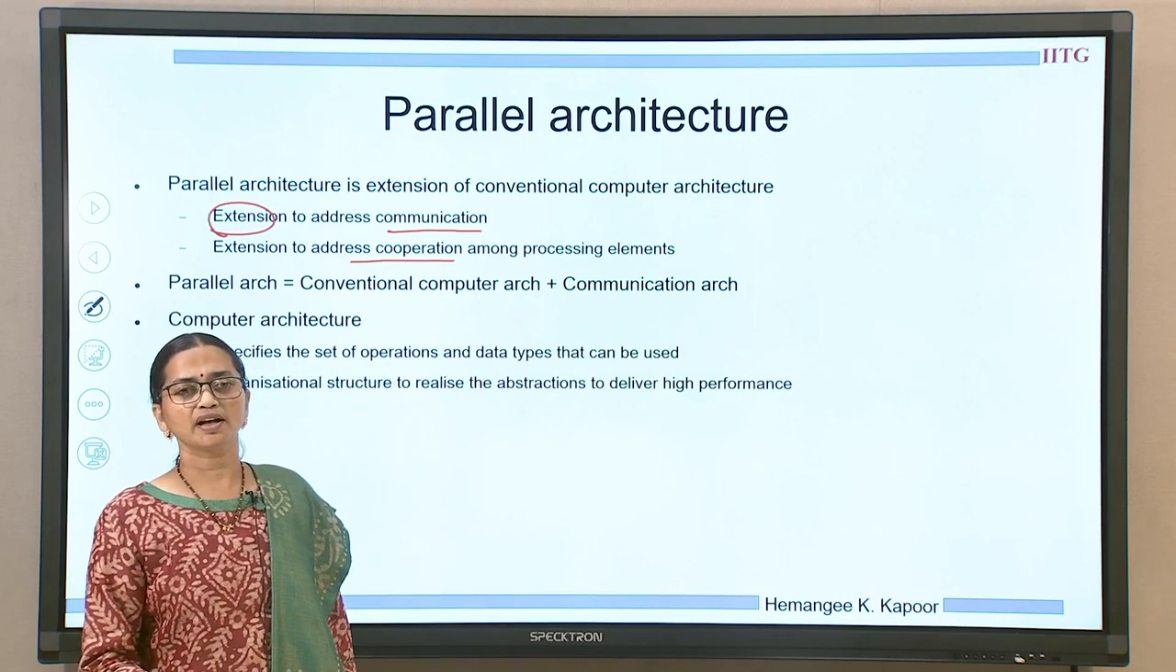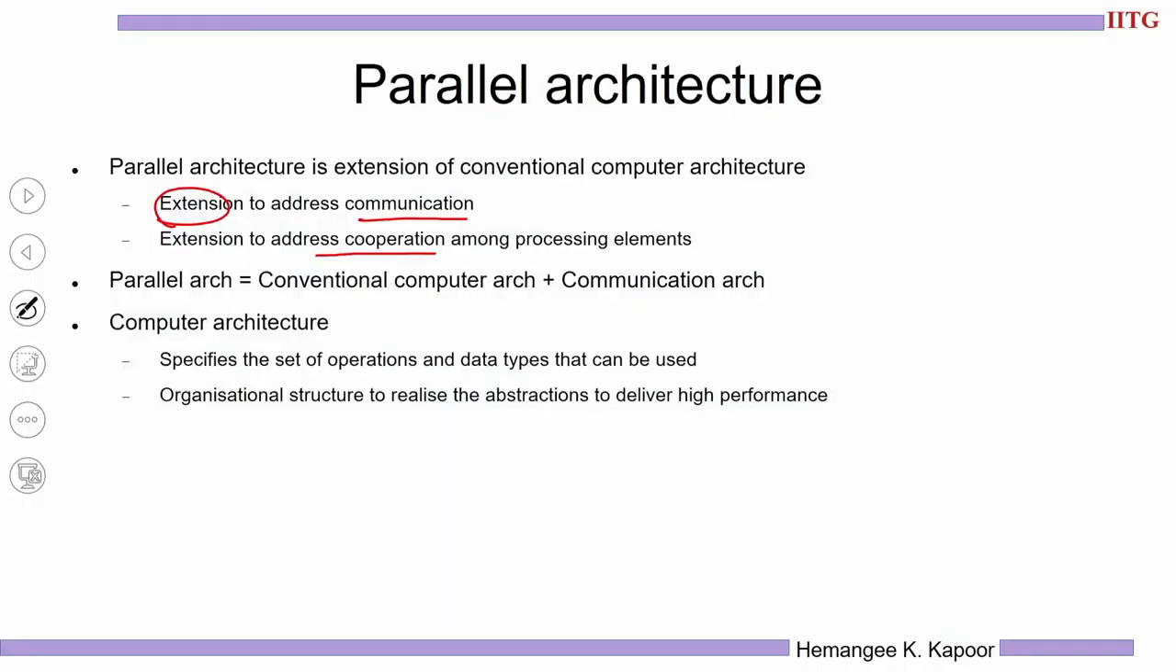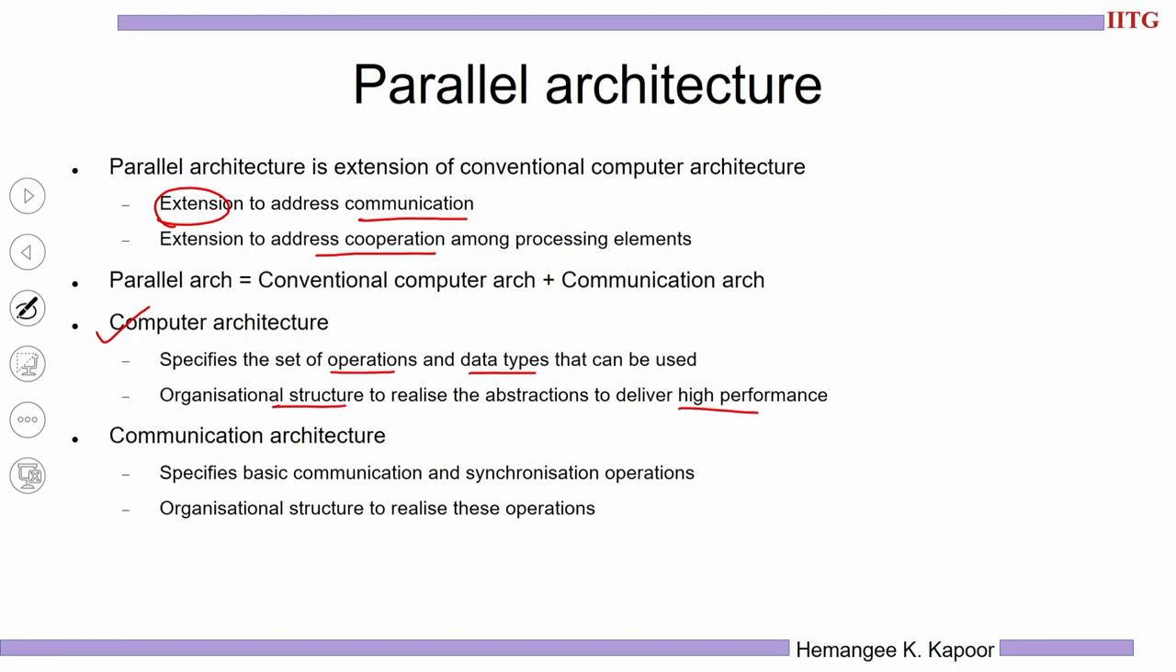So what is conventional computer architecture? What we understand is an ISA and a well-organized system. What essentially does it give us? A set of operations and data types on which we can operate, and then an organization structure which helps us run programs in a high performance manner. So we need to deliver high performance. Conventional computer architecture is operations, data types, and then the structure. Moving forward, what is communication architecture? Again, it gives us communication and synchronization operations. It has to give us operations using which we can communicate and synchronize, and then an organizational structure to realize these operations. That is communication architecture.